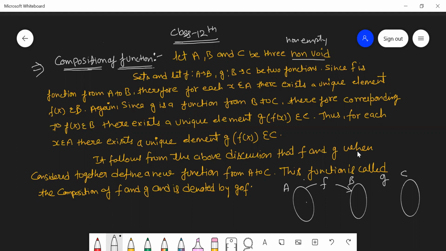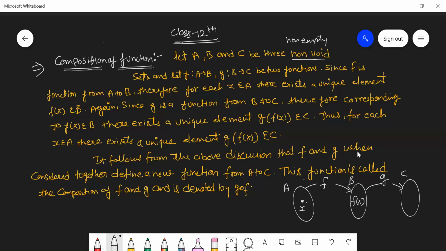therefore for each x belongs to A, there exists a unique element f(x) belongs to B. Again, since g is a function from B to C, corresponding to f(x) we have to take the second function, g, which is defined from B to C, and its domain value is f(x).